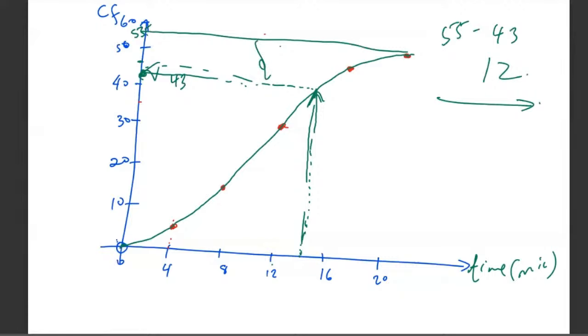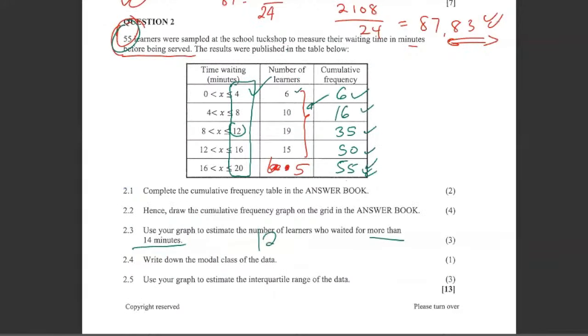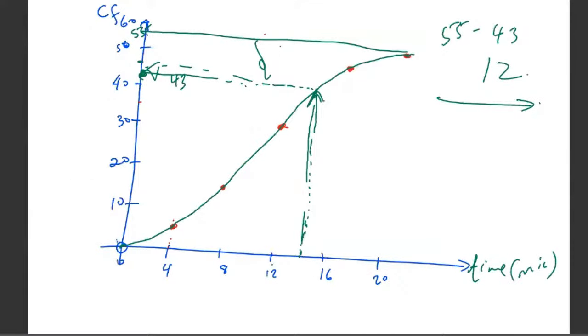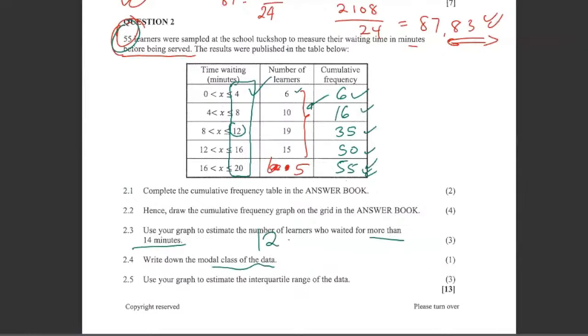Then now, next question, we say these are 12. Write down the model class. So model class is basically a class if we are to use the cumulative graph. Does that make sense? We need to use the cumulative. We don't need the cumulative. We can look at just the number of learners and see which class has more learners. We can see that the 19 is the model frequency. So the class is 8 less than x, less or equal to 12.